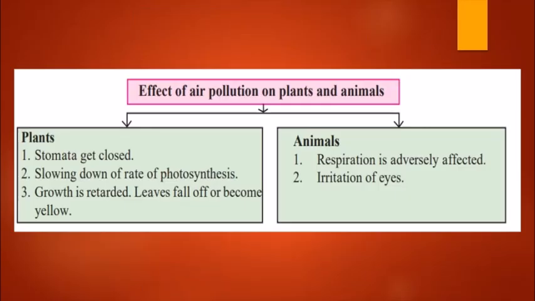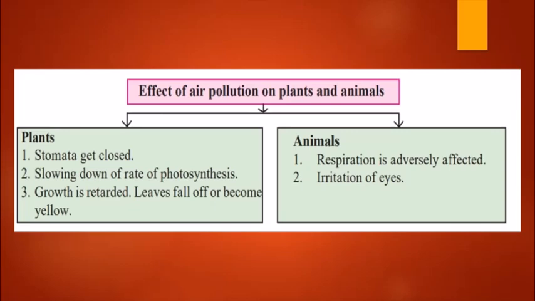Now, what are the effects of air pollution on plants and animals? There have been many examples of air pollution. For example, the Bhopal gas tragedy. We have all known about the Bhopal gas tragedy, because of which many people were killed because of the leak of some harmful gas. The gas was released at night and many people died. So these are the effects of air pollution.